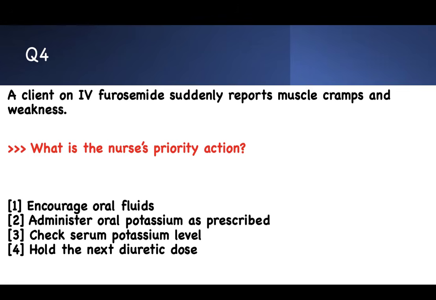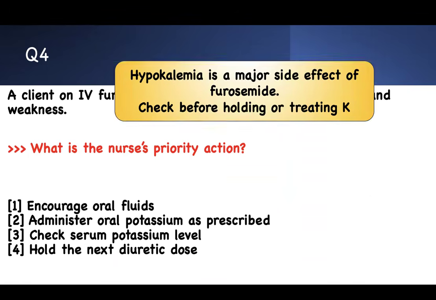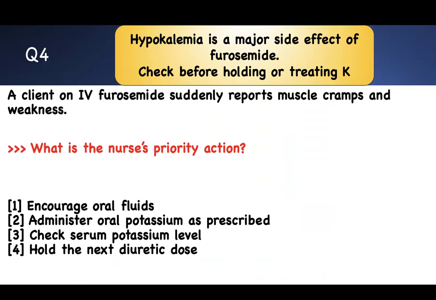You want to confirm it. You don't just give them medication without doing an assessment and figuring out why they have muscle cramp or weakness. You don't hold the medication without figuring out what it is. Therefore, this is the key. Hypokalemia is a major side effect of furosemide. Check before you hold it or treat the potassium. You've got to figure it out.